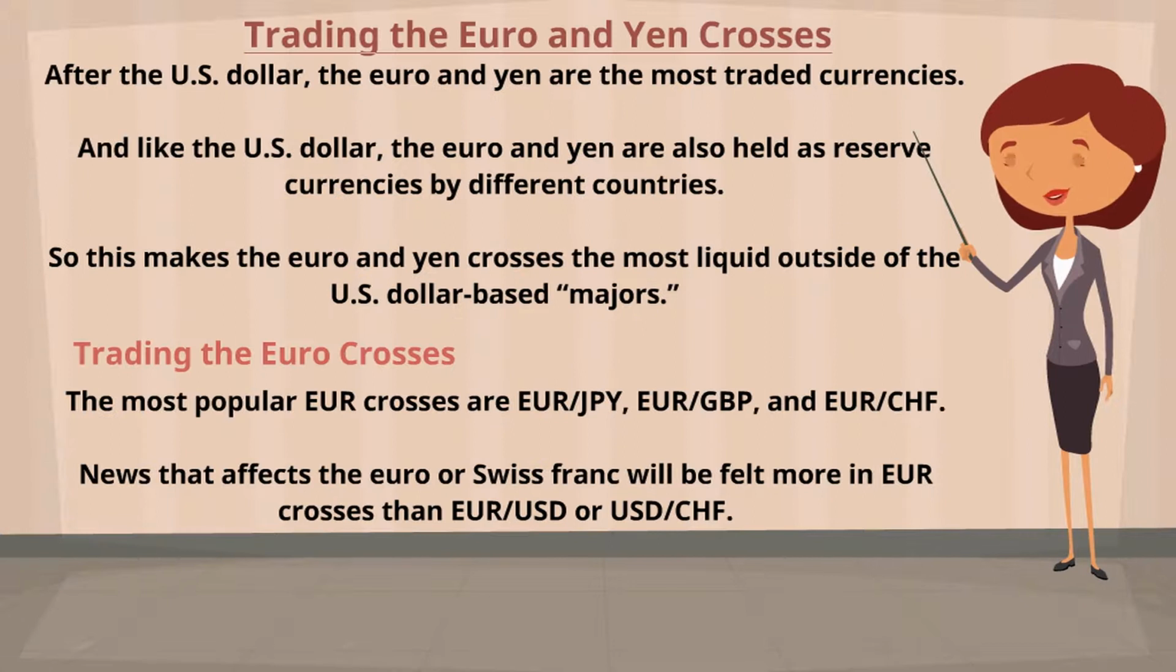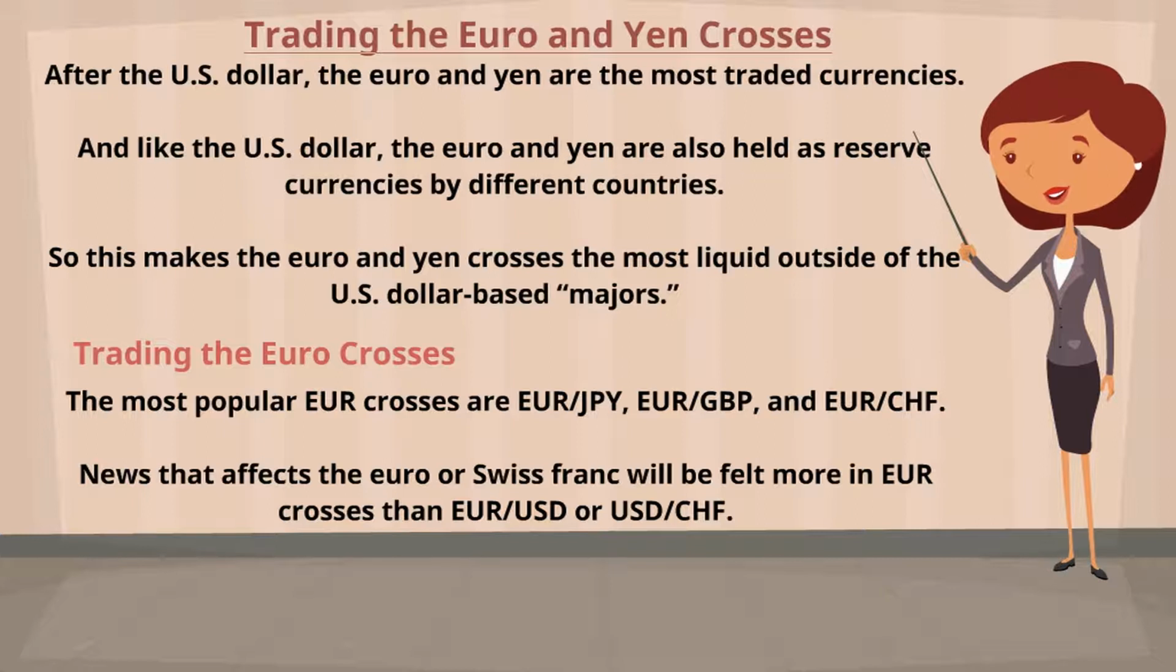Trading the euro and yen crosses. After the US dollar, the euro and yen are the most traded currencies. And like the US dollar, the euro and yen are also held as reserve currencies by different countries. So this makes the euro and yen crosses the most liquid outside of the US dollar-based majors. Trading the euro crosses. The most popular euro crosses are euro to Japanese yen, euro to pound sterling, and euro to Swiss franc.